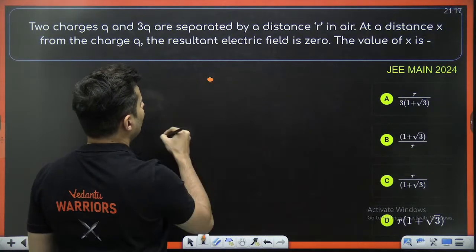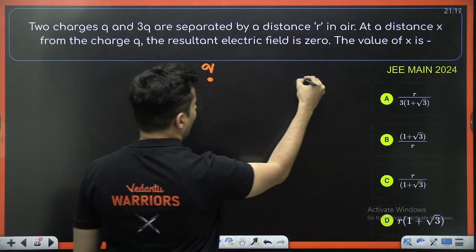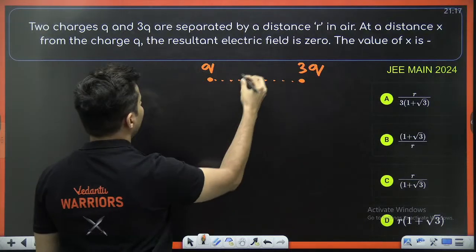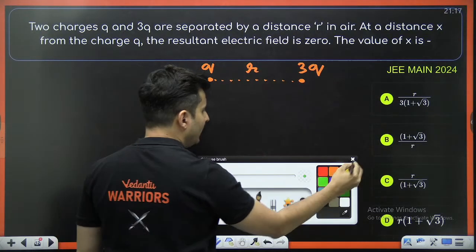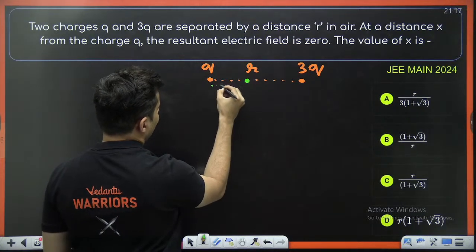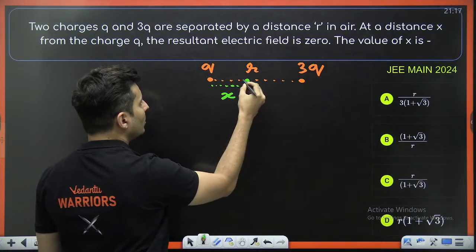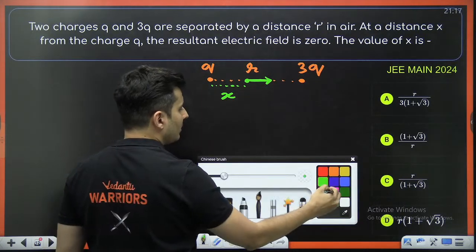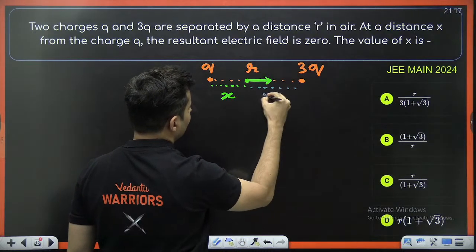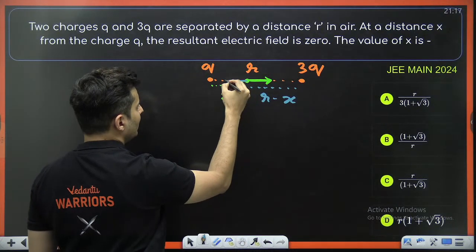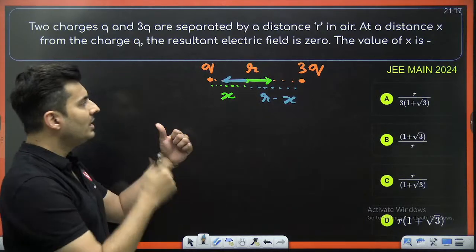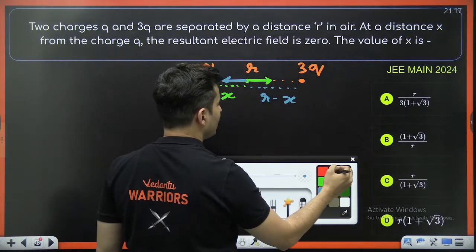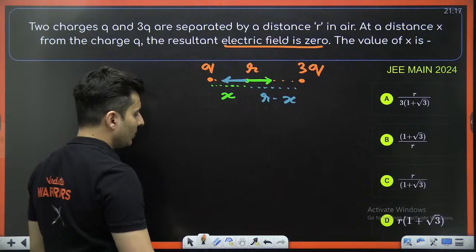So we will first start by drawing the charge Q, and let's draw the charge 3Q. Let's connect them by a distance of r, and there is a point somewhere, let's say I call this x. Due to this charge there will be an electric field here, and the remaining distance will be r minus x, and due to this the field will be here. These both fields will be equal and opposite, so that their net field is 0. You can see that over here, the net electric field is 0.